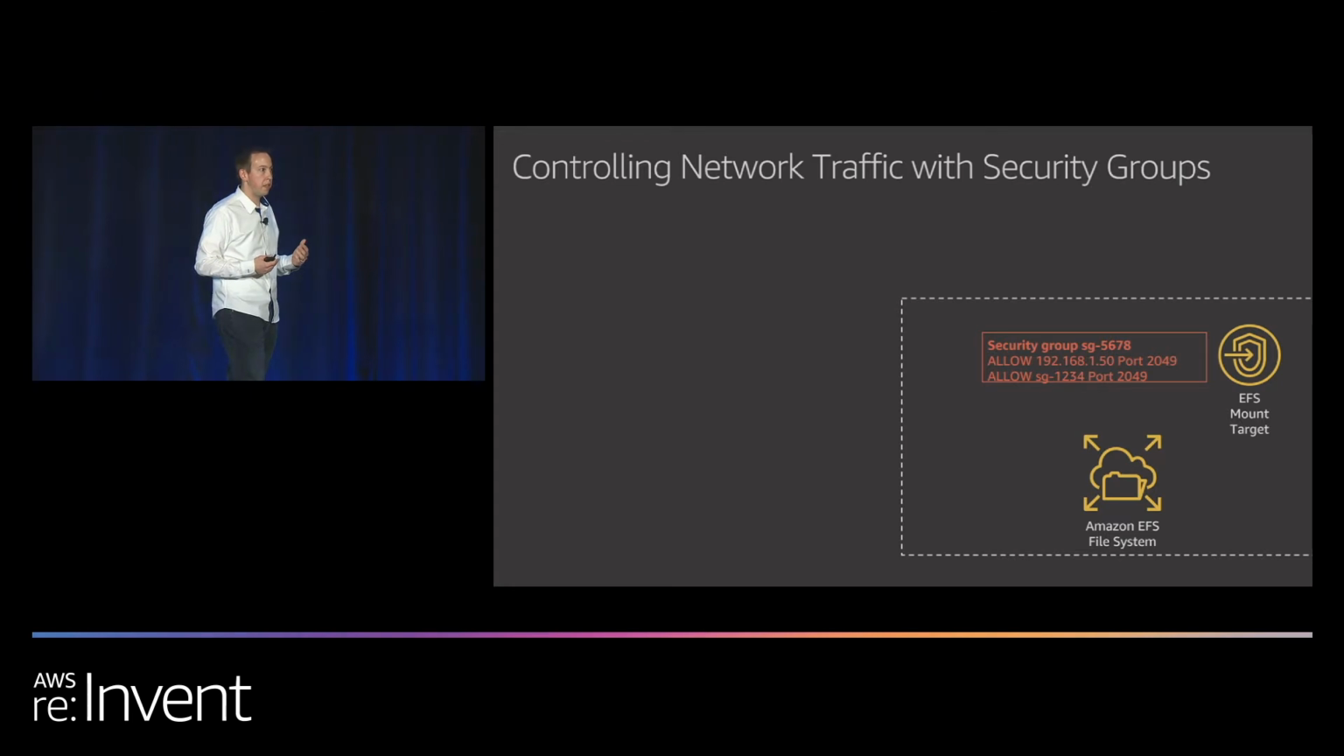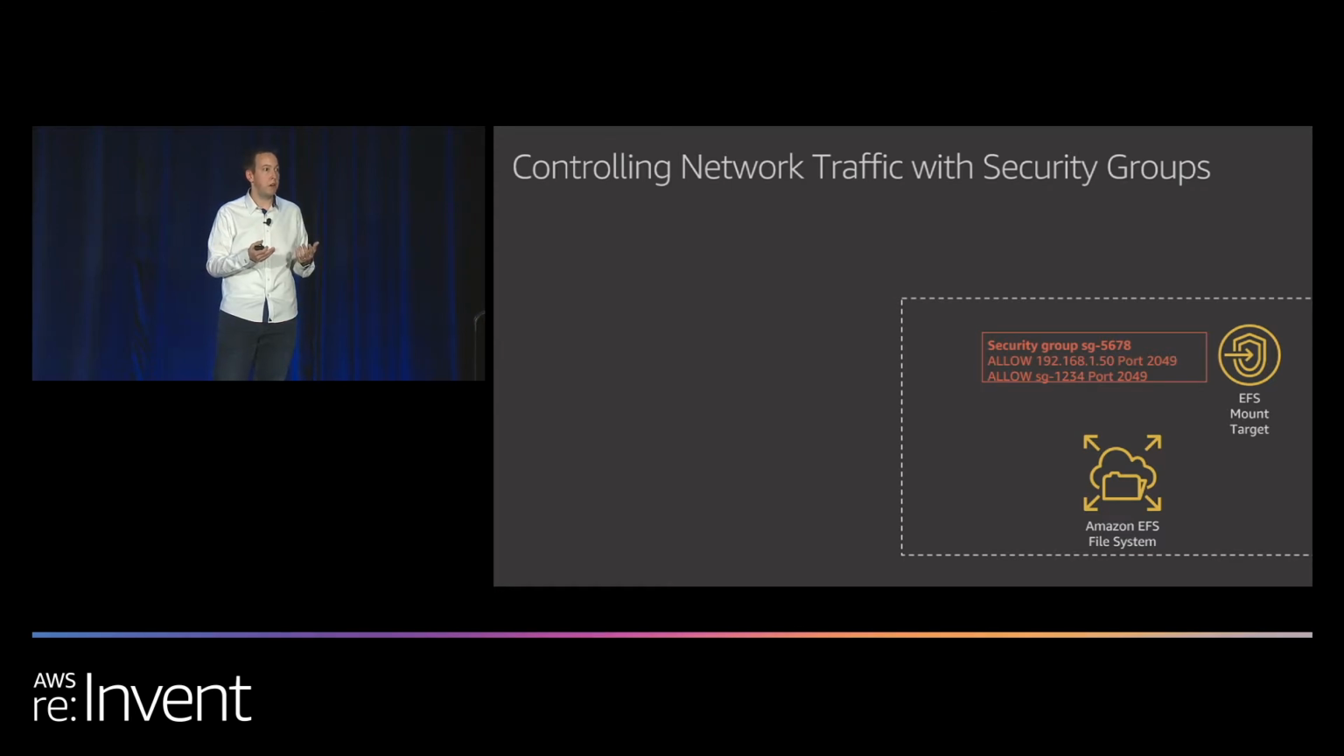So one of the main things you want to make sure that you're doing when you have EFS is ensuring that only the hosts that you trust are connecting to it. And the first line of defense for that is controlling network access to your file system. So the first thing to keep in mind is when you have an EFS file system, that EFS file system has mount targets. Those are what the NFS clients connect to.